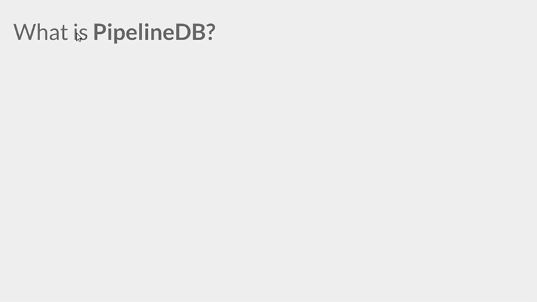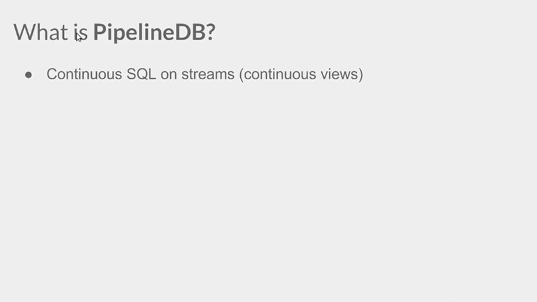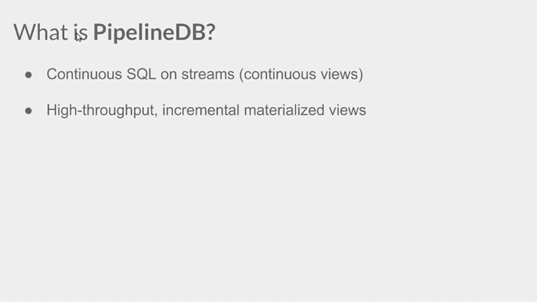So as I said, at a high level, what is PipelineDB? At the simplest level, PipelineDB is a system that allows you to run continuous SQL queries on streams. And we call this abstraction the continuous view, which you'll be hearing me mention quite a few times during this presentation. You could essentially think of continuous views as very high throughput, real-time, incrementally updated, materialized views.